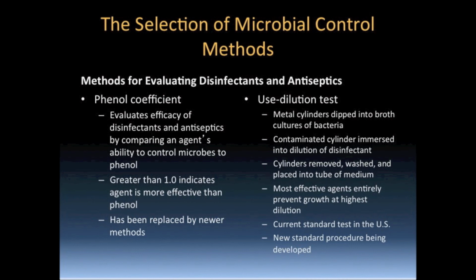The most effective agent is the one that is able to prevent microbial growth at the highest dilution. The more dilute a chemical is, the more likely it is to be safe for humans, animals, and objects on which we intend to use these antimicrobial chemicals. However, we want to be sure we have completely eliminated the microorganism. There are some concerns regarding this technique, including concerns regarding its accuracy, so scientists are currently working to develop a new standard.